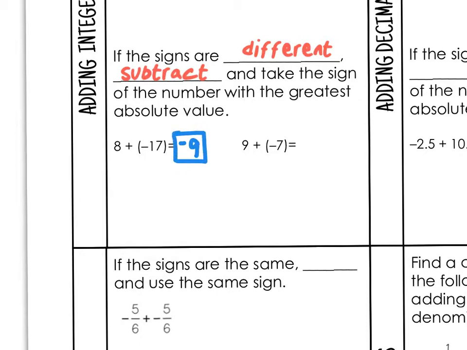And now let's look at the second example. We have 9 plus negative 7. They're different signs, so we subtract, and we take the sign from the bigger absolute value, which is 9. That's positive, so our answer is positive 2.